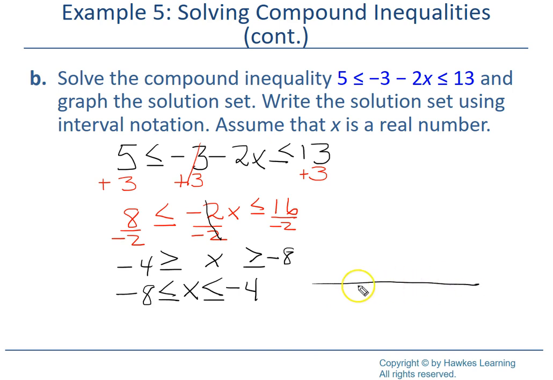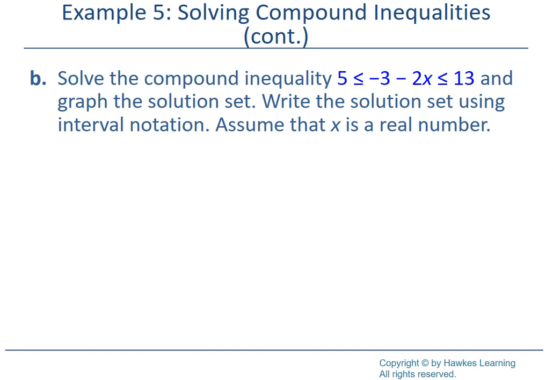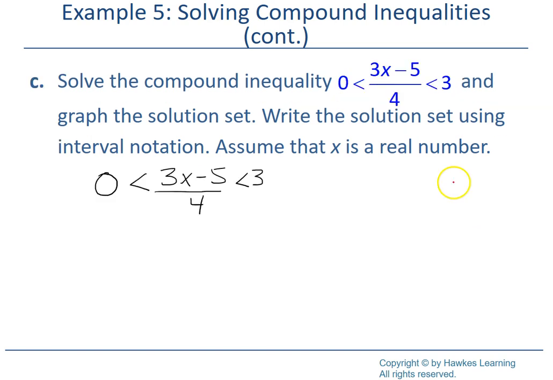So when we graph that, this is negative 8. This is negative 4. We're going to use brackets and shade in. And then interval notation, bracket, negative 8, comma, negative 4. And there's our answer. Again, I'll pass up on looking at what the text is offering here, because that's just going to take too much time. Take a moment now to write this down.